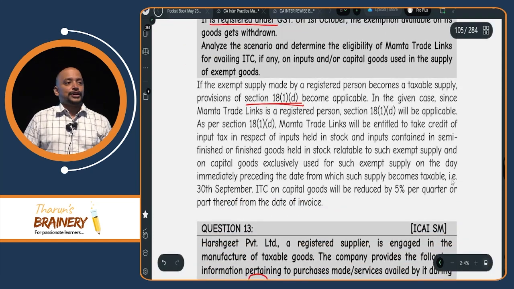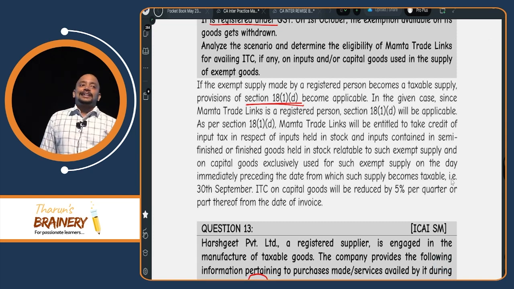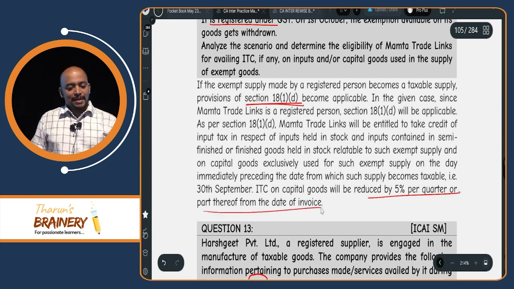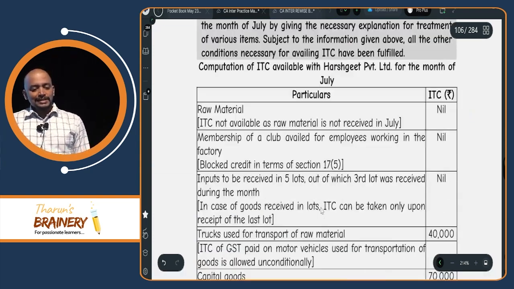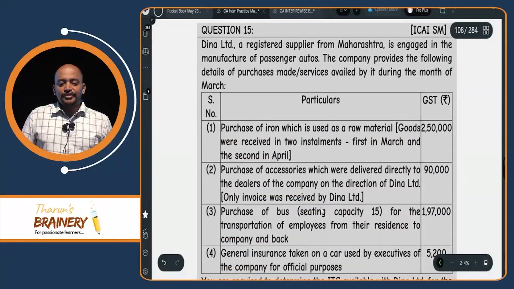And this is the answer you need to write. What is the extra point that you need to write in 18(1)(d)? They can even take credit on capital goods after reducing 5% for every quarter or part thereof. Then 13th and 14th we completed. Look into 15th question.